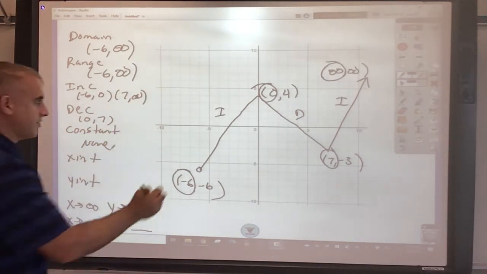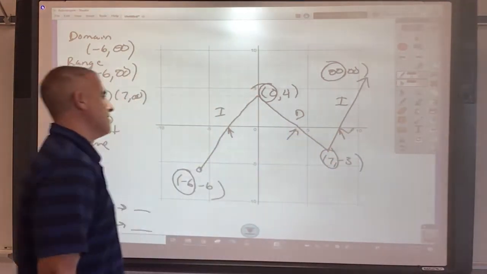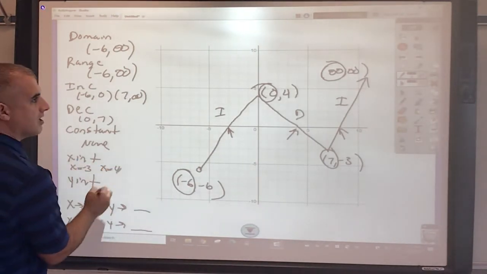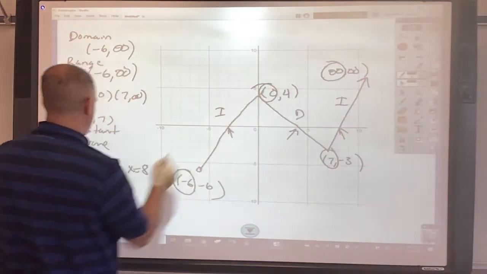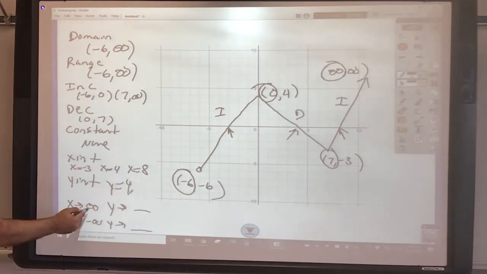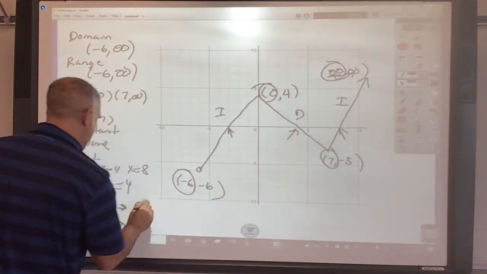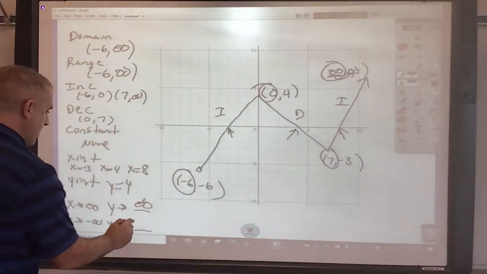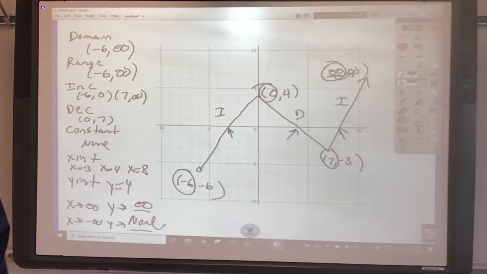X-intercepts, where does it cross? It crosses here, and crosses there. So it crosses at x equals negative 3, x equals 4, and x equals 8. Where does it cross the y-axis? Crosses the y-axis at 4, y equals 4. So x approaches infinity, that will be the y. Now watch. X approaches negative infinity. I don't have an x with negative infinity. So this would be none. There is none there.